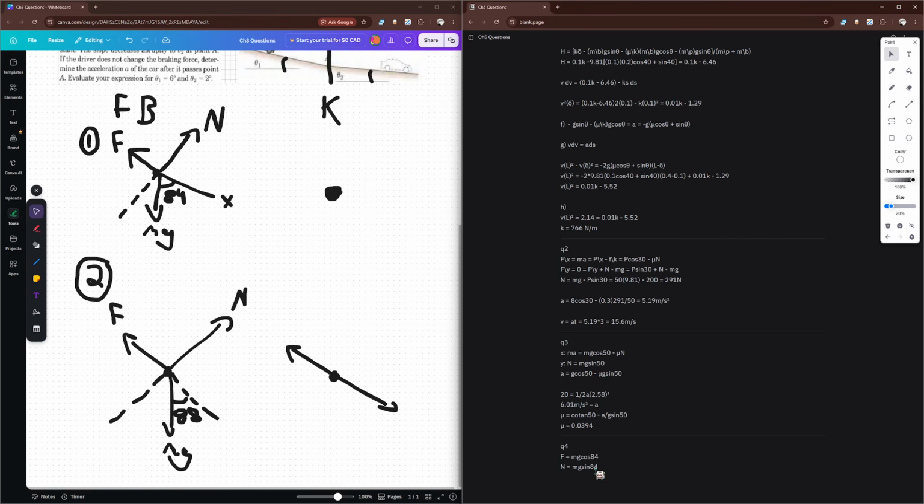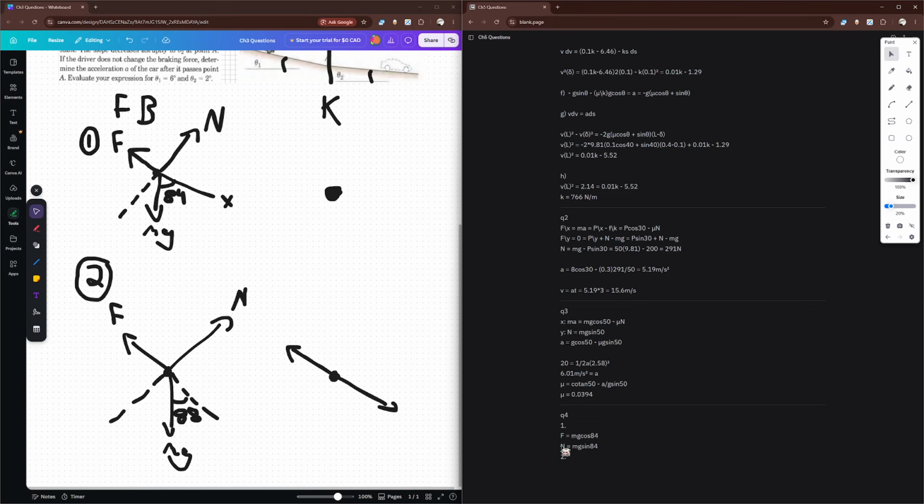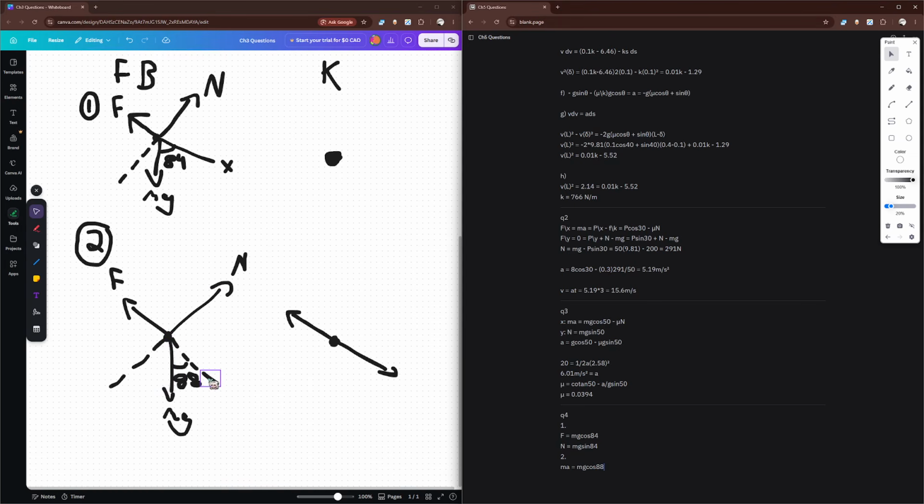Nice and easy. We don't need the normal force though, but I just wrote that out. So this is for part 1. Now for part 2, if we do our analysis, we know that it's equal to MA. So MA is equal to mg cosine 88. If we look at our diagram here, the weight is this way, which we've defined as the positive, and F is this way, which we've defined as not the positive. MA minus F. And we know that F is mg cosine 84, so let's just plug that in.